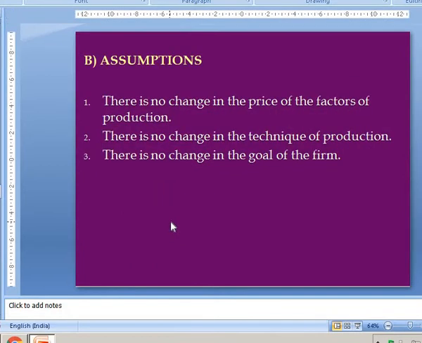So, therefore, we come to the next part, and that is your assumptions. Hence, we assume certain factors to remain constant so that the positive relationship can hold true. Which are some of these assumptions? One, there is no change in the price of the factors of production, no change in technique of production, no change in the goal of the firm. In short, all the determinants of supply, if they remain constant, become an assumption.